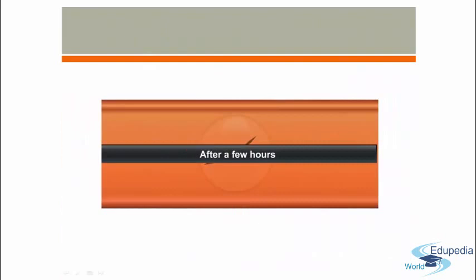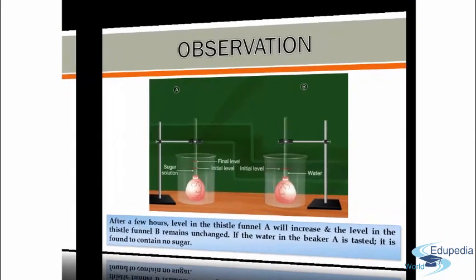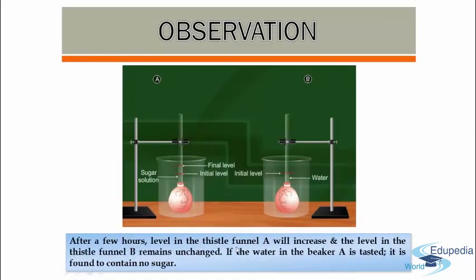Then we have to leave it for a few hours, and after a few hours, what do we observe? We observe that the level of the thistle funnel A increases. See, the final level is this. It increases, and the level in the thistle funnel B remains unchanged. If the water in beaker A is tested, it is found to contain no sugar.